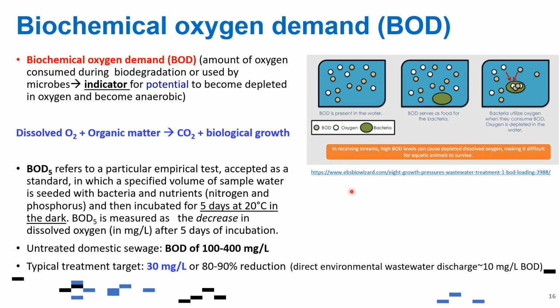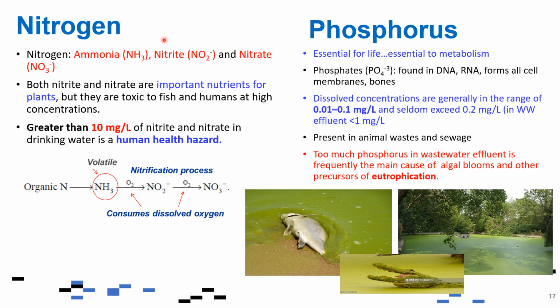So BOD is basically a good indicator of how polluted the water is. The higher the BOD, the more pollution there is in the water system. And of course, the nutrient content in water is also a very good indicator of the quality of the water. Mainly these nutrients are in the form of nitrogen and phosphorus. So these are quite essential in our lives.